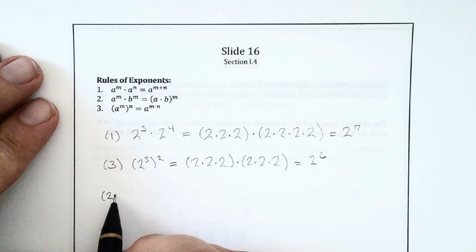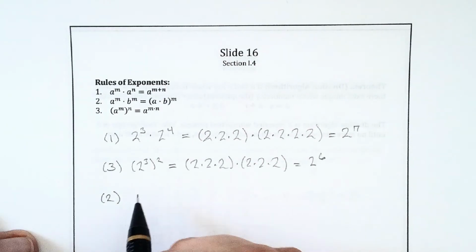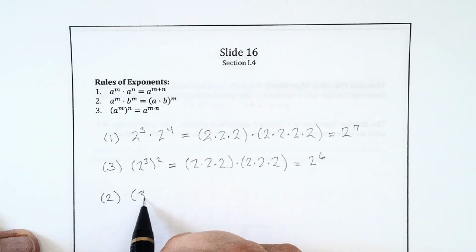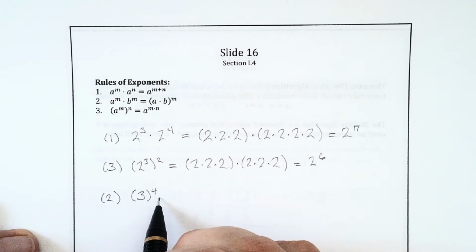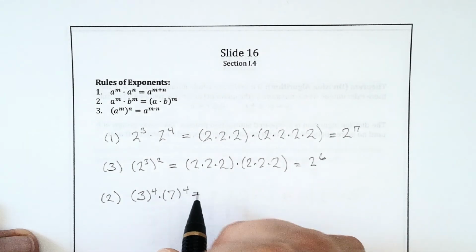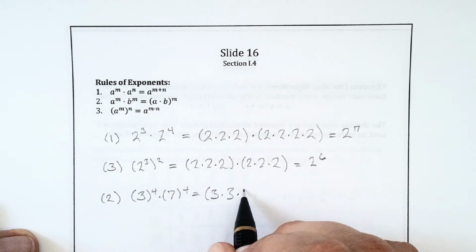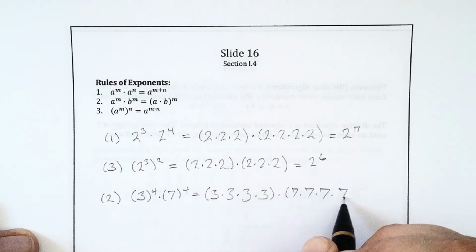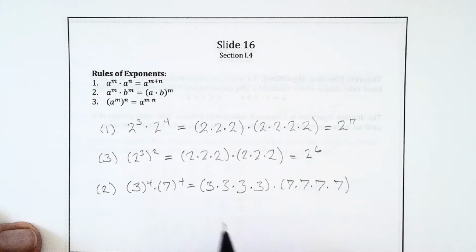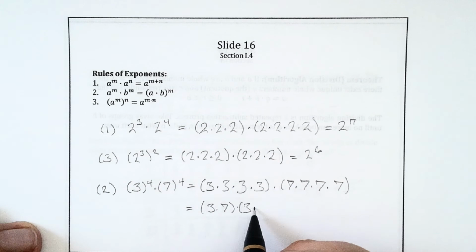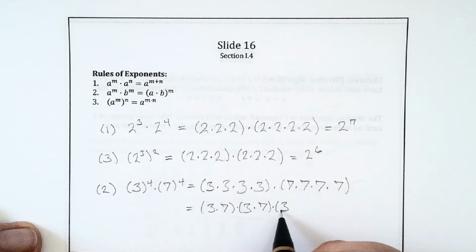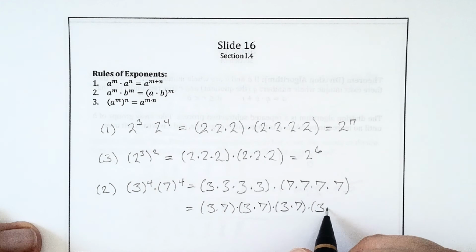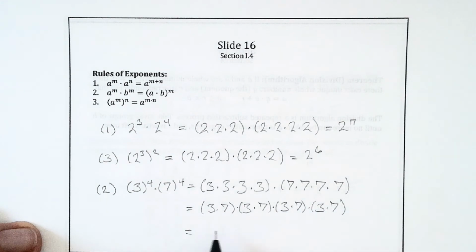Okay, but let's do rule number 2. 3 to the 4th power times 7 to the 4th power. 3 times 3 times 3 times 3 times 7 times 7 times 7 times 7. Well, I could rearrange this as 3 times 7 times 3 times 7 times 3 times 7 times 3 times 7, which is 3 times 7 to the 4th power.